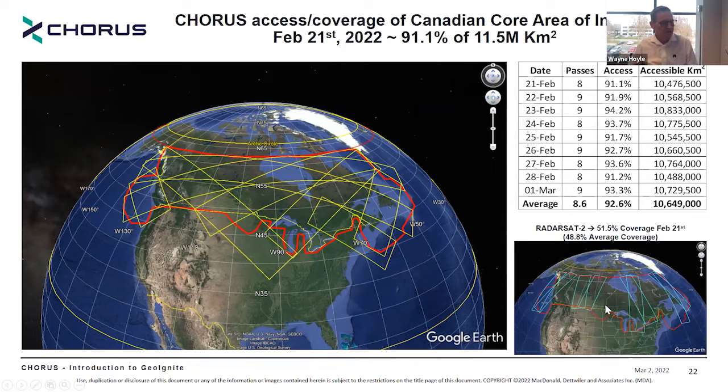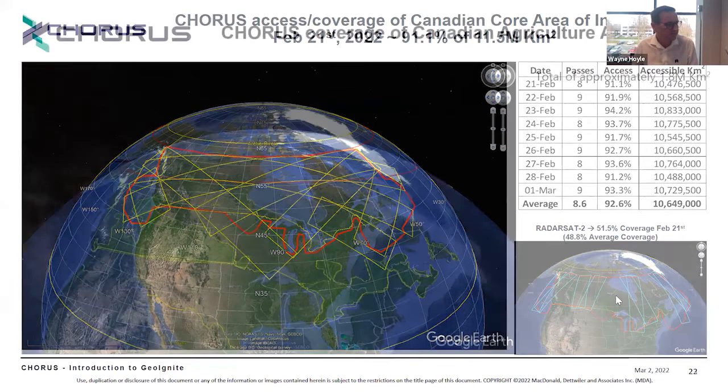satellites. To illustrate that, I did the same simulation with RADARSAT 2. And RADARSAT 2's broadest beam mode is 500 kilometers, which is what I'm showing here in blue. And because it's polar, a lot of the orbits just go north-south. RADARSAT 2 is still one of the best imaging satellites from a SAR perspective that is available, but it can do 51.5% on February 21st, but on average it was 48.8. So a significant difference in what we can do in coverage across those two.